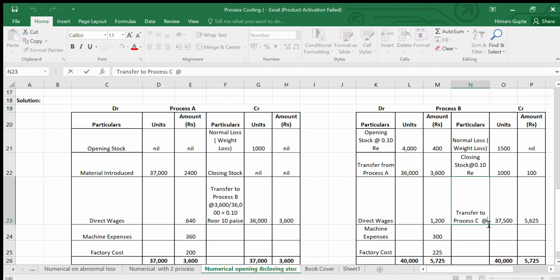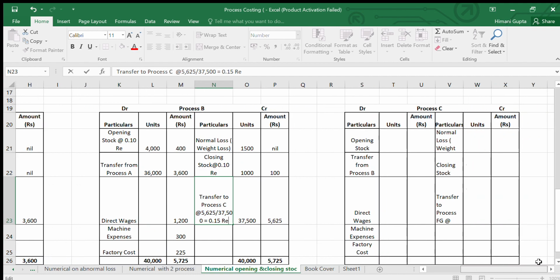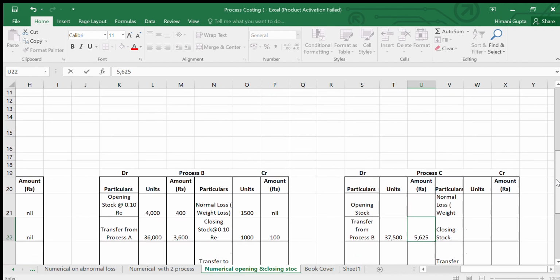Now calculate the rate. Rate will be 5,625 divided by 37,500, which comes out to be 0.15 rupee. Now this will be your finished good of process B, which will be transferred to process C. So units transferred will be 37,500 units and amount will be 5,625.